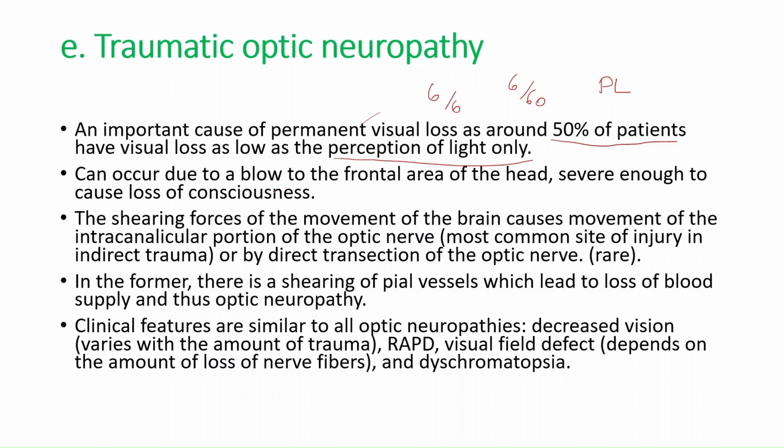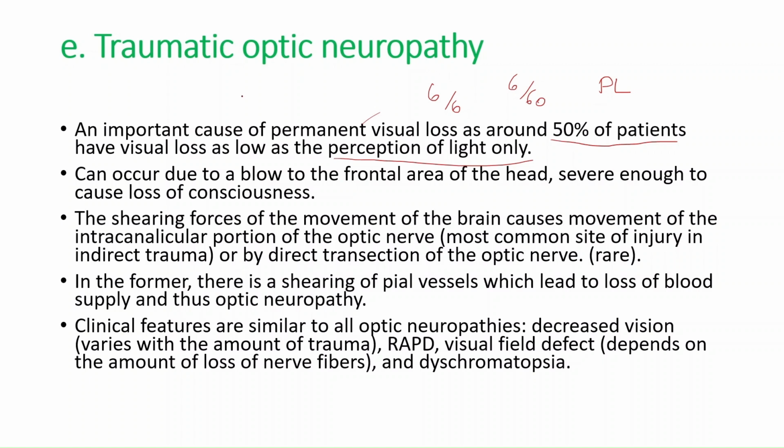It can be a direct injury to the optic nerve or due to a blow to the frontal area of the head, severe enough to cause loss of consciousness. The shearing forces of the movement of the brain cause movement of the intracanalicular portion of the optic nerve. So there is a shearing pull on the pial vessels which lead to a loss of blood supply to the intracanalicular portion and thus resulting optic neuropathy.